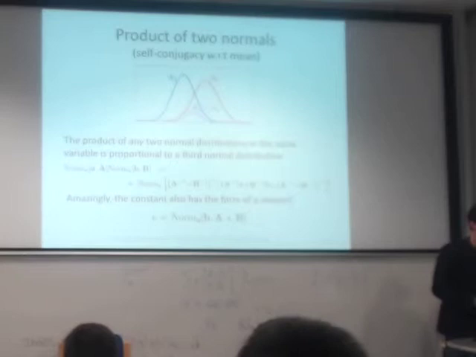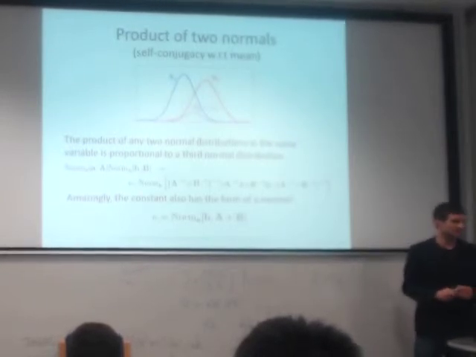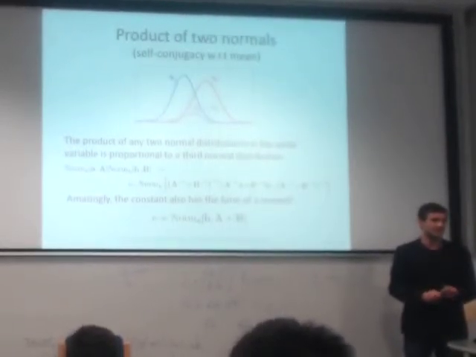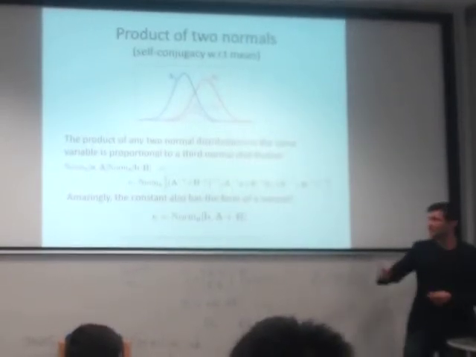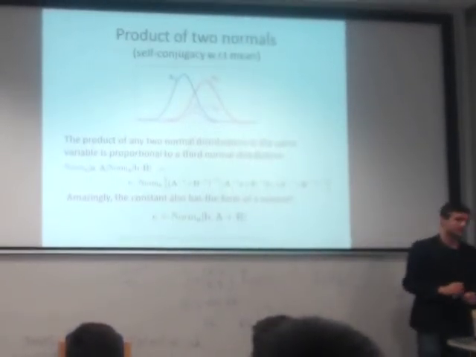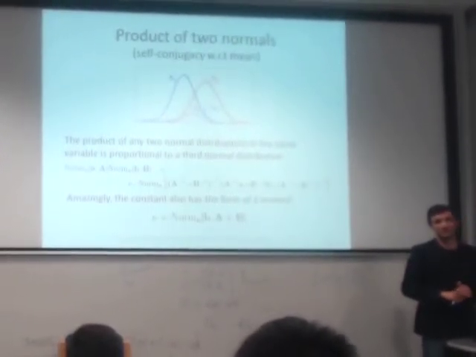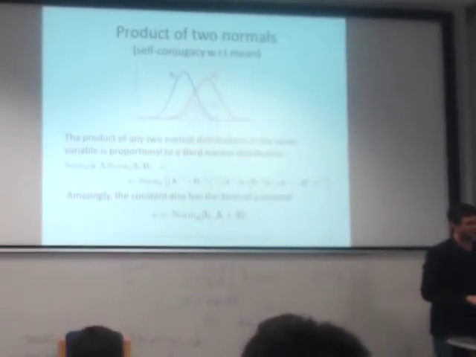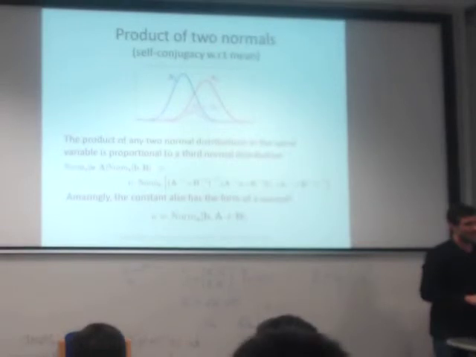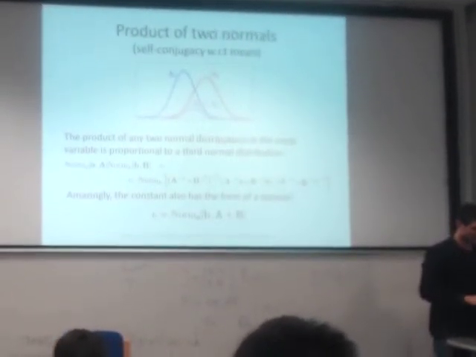You multiply two distributions together and you end up with something of the same form as one of the distributions and a constant in front. When they are conjugates, yeah. But here you're multiplying two normals. So actually the normal distribution has a nice property where it can have self-conjugacy around the mean. There's some special property about the mean.